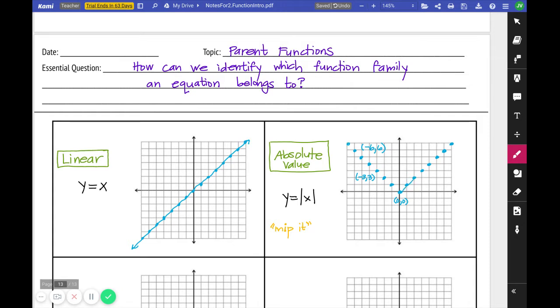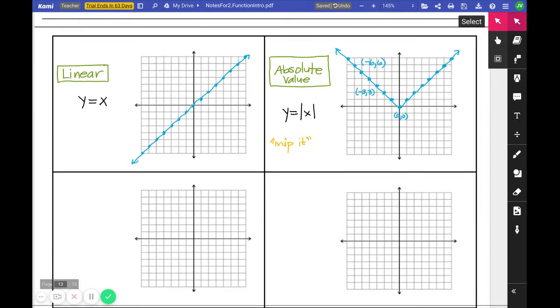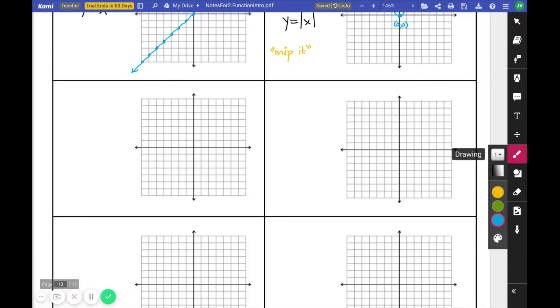And we get this kind of flying V shape. Right? We looked at that a little bit when we did our Desmos activity. We started doing absolute value. We will know it's absolute value because we will have those 2 bars around our x. Our next one, quadratic.